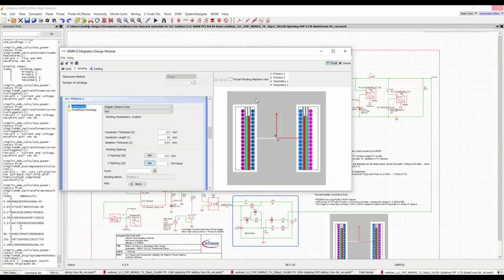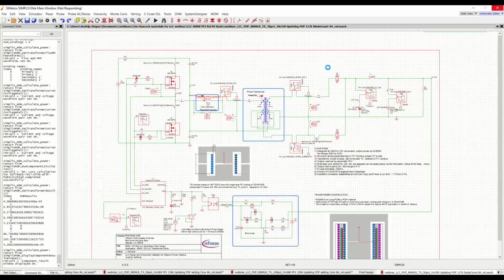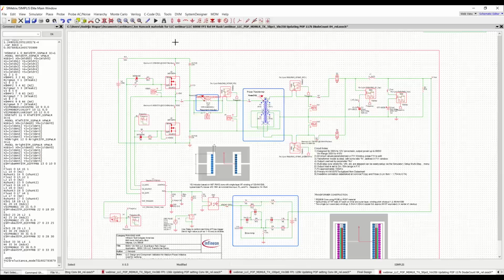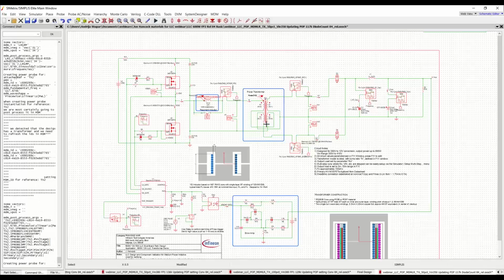But what we have here is now 16 turns of Litz wire made by Filer. So this is further reducing our conduction loss. And we have a shorter foil. So when we run this now, it should take a bit less time because we have fewer foils to take a look at.